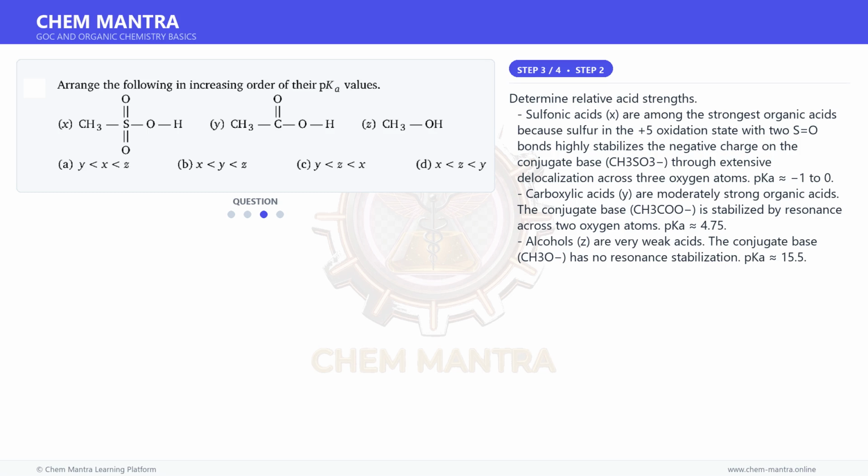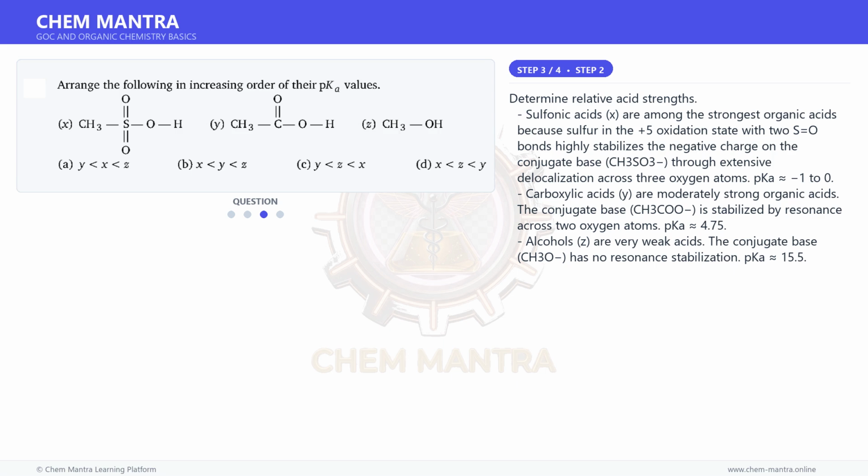Determine relative acid strengths. Sulfonic acids, X, are among the strongest organic acids because sulfur in the +6 oxidation state with S=O bonds highly stabilize the negative charge on the conjugate base, CH3SO3-, through extensive delocalization across 3 oxygen atoms. pKa about 1 to 0. Carboxylic acids, Y, are moderately strong organic acids.